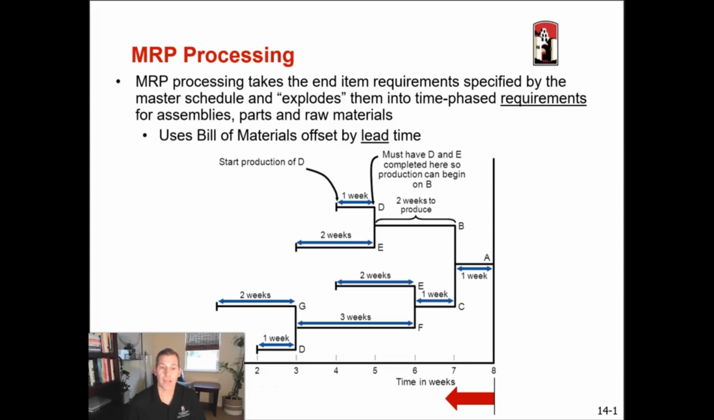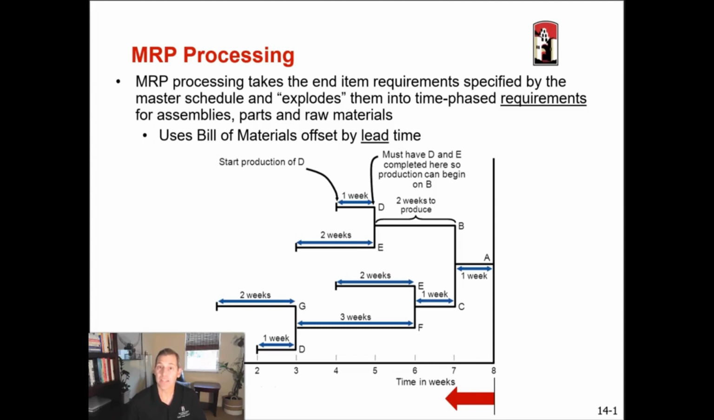But you can't start item B until you have both items D and E. So item E has a 2-week lead time, so you must start making it or you must buy it in week 3. It has a 2-week lead time, so it will arrive in week 5. Now that you have items D and E, you can start producing item B, and that takes 2 weeks to build. So you start in week 5 for subassembly B. It takes 2 weeks, and then it will be done on the 7th week because you started in week 5.